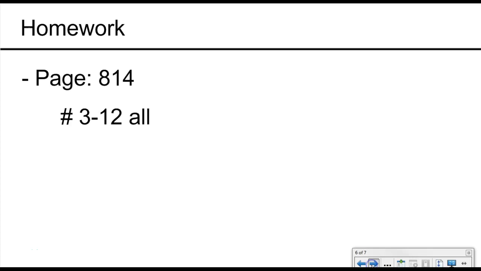So I want you to do your homework, 3 through 12 all. You will have to find standard deviation. I'm going to request that you watch the standard deviation video on how to do it with a calculator so that you can be familiar, because doing it by hand, again, when you have 20 data points, will be a little crazy. And I want to make sure that you're not spending hours on this.